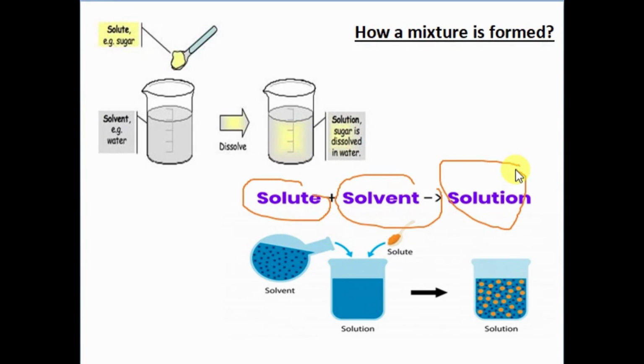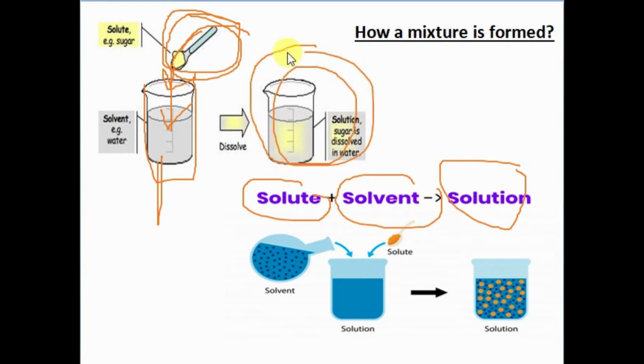Anything that is present in a small quantity is called solute. If you are making lemon juice, you'll take a glass of water and add sugar. Because you're adding sugar, sugar is the solute, and in water you are adding sugar, so water is the solvent. Now a sugar solution will form, and this is the solution. So this is a small idea about what solute is, what solvent is, and what solution is.